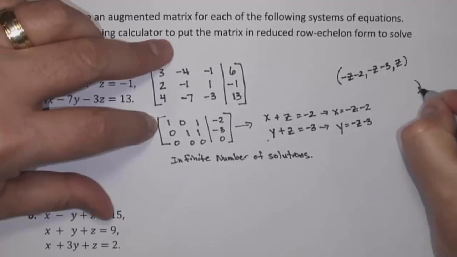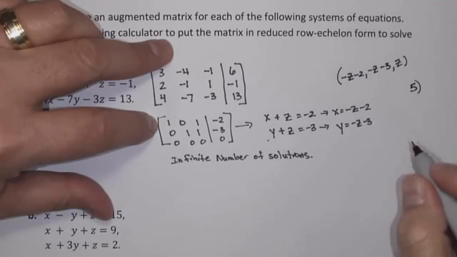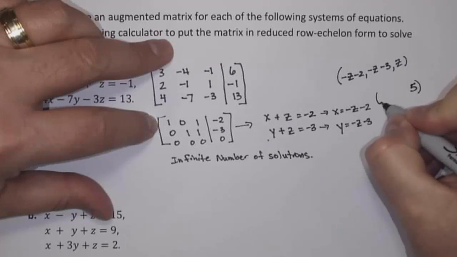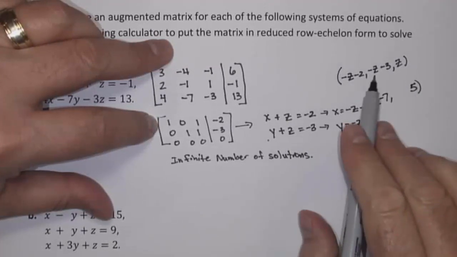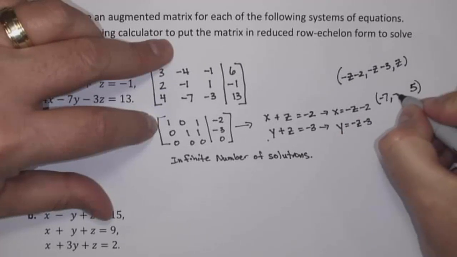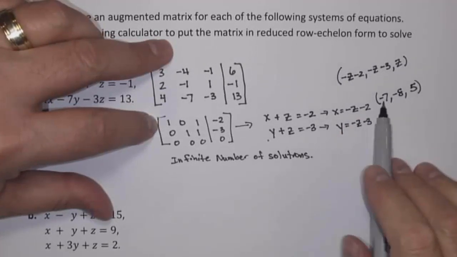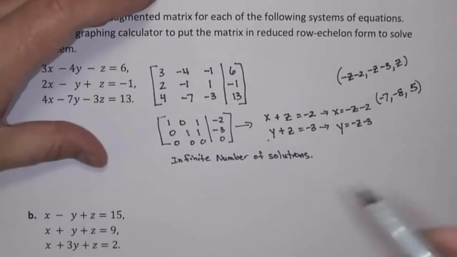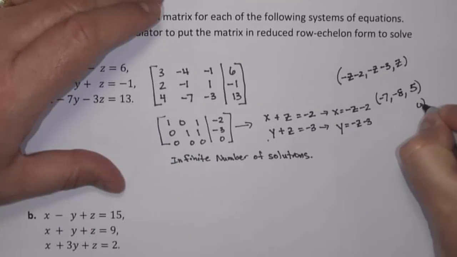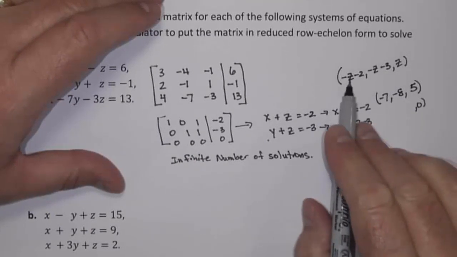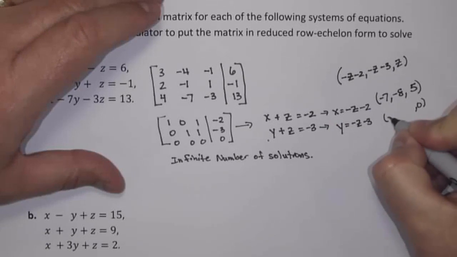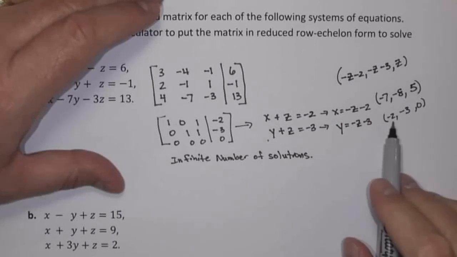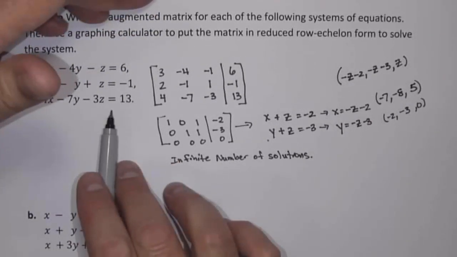So for example, if I were to let z be 5, then x would be negative 5 minus 2. That would be negative 7. y would be negative 5 minus 3. That would be negative 8. So negative 7, negative 8, 5 would be one possible solution to this system. In the same way, if I were to let z be 0, then x would be negative 0 minus 2, which would be negative 2, and y would be negative 0 minus 3, which would be negative 3. This is another solution to this system.